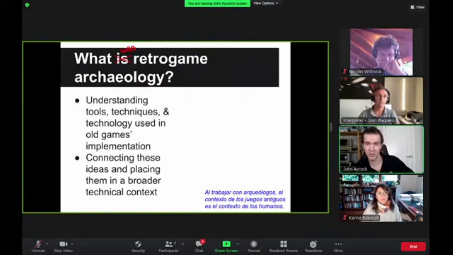If I were to compare what I'm researching now versus my initial definition for retrogame archaeology, before I was focused on seeing how old games' implementation was still relevant.